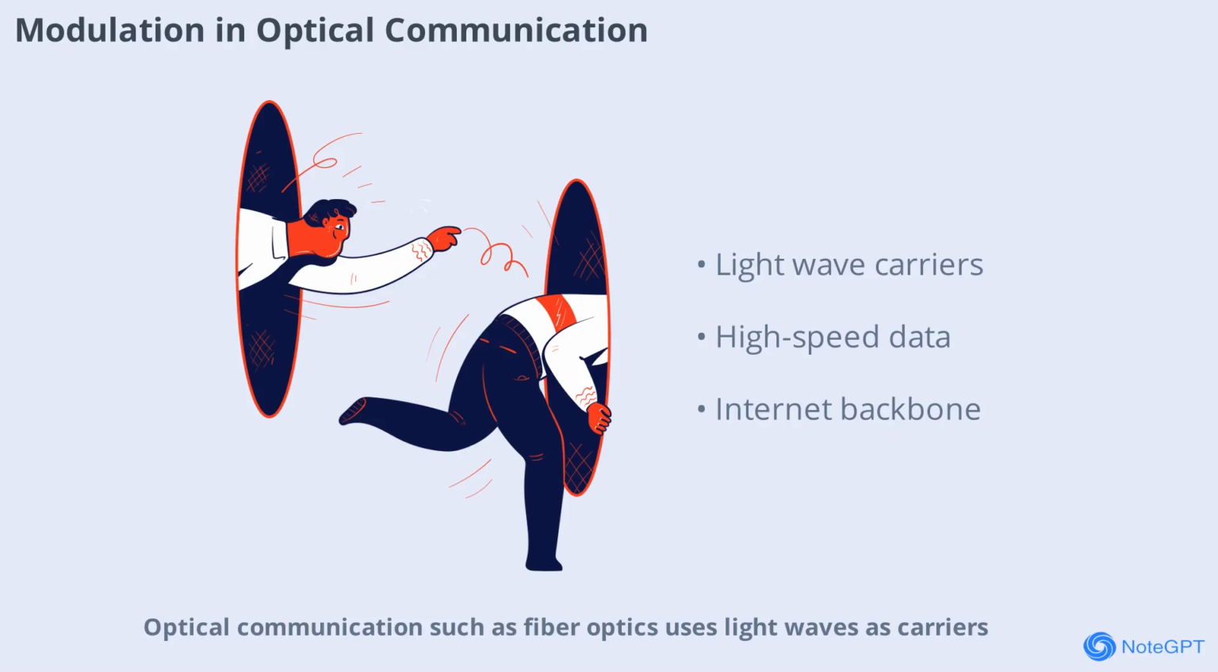Optical communication such as fiber optics uses light waves as carriers. Modulation techniques like ASK, FSK, and QAM are adapted for optical signals to transmit data at extremely high speeds. These methods ensure minimal loss and high fidelity, making optical communication the backbone of modern internet infrastructure.